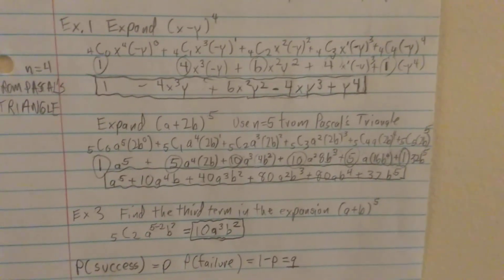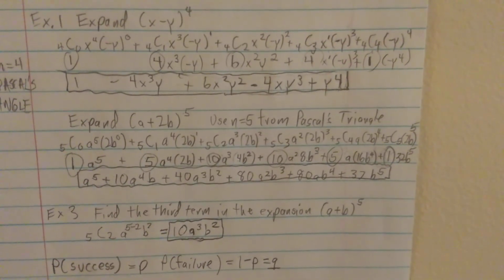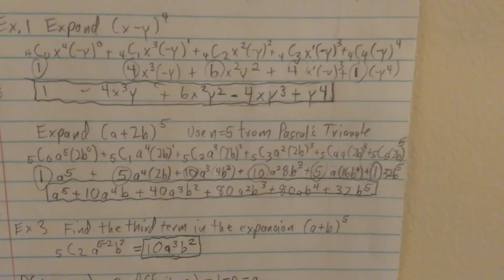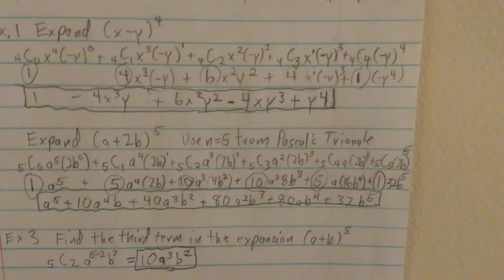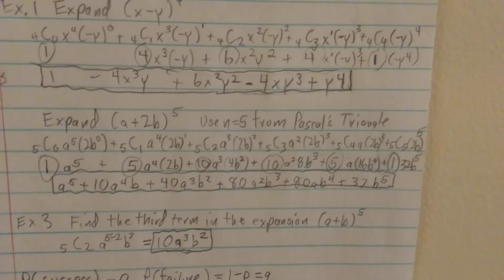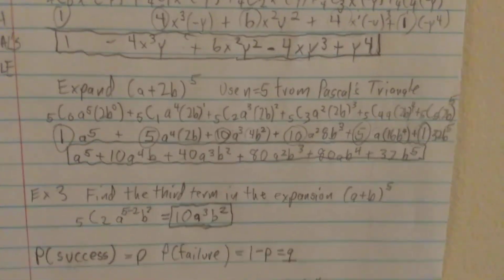So the final answer there is a to the fifth plus 10a fourth b plus 40 a to the third b squared plus 80 a squared b third plus 80 ab fourth plus 32b to the fifth. And I hope you can see how that worked out. Just go over it one more time if you can.